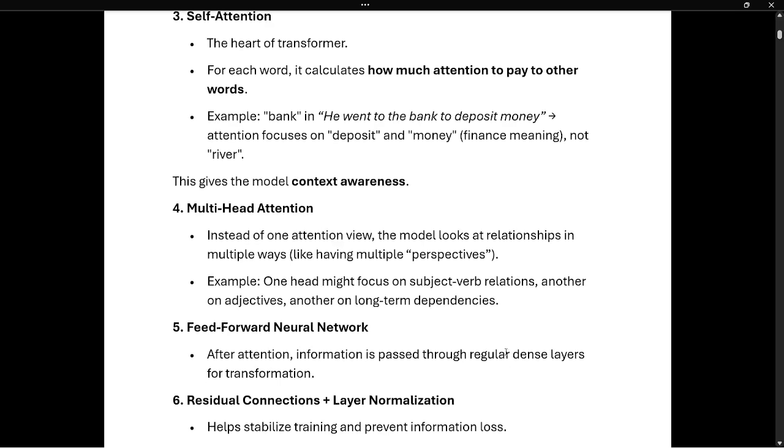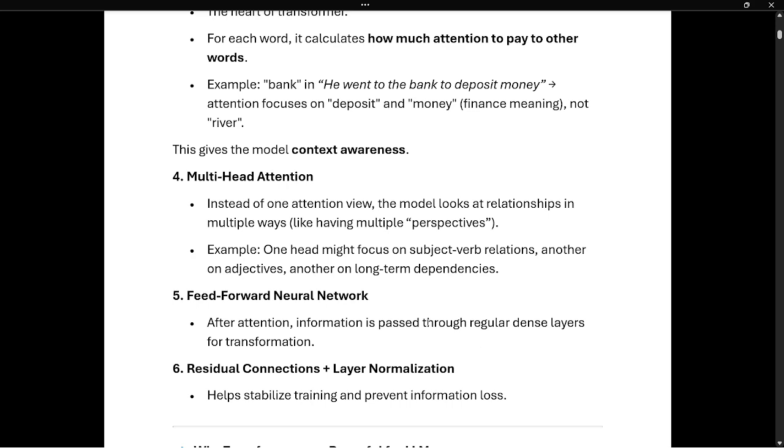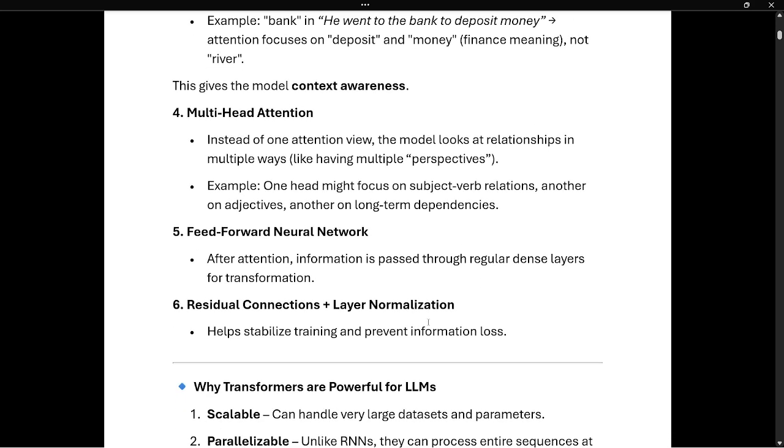Now the next thing is the feed forward neural network. What is it? After attention, information is passed through a regular dense layer of transformation. We have seen neural networks as an architecture with hidden layers, and a layer is a level of neurons. The information gets passed through the different layers. That is what we use in the feed forward neural network here.